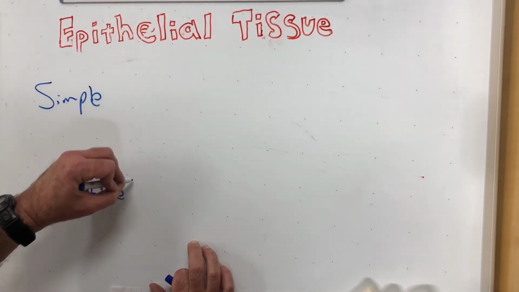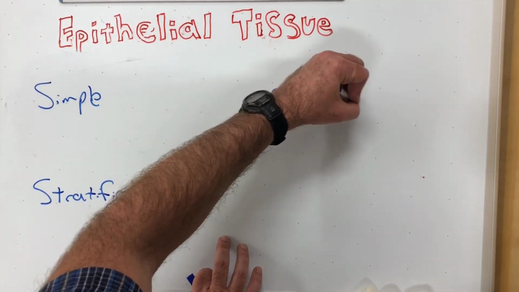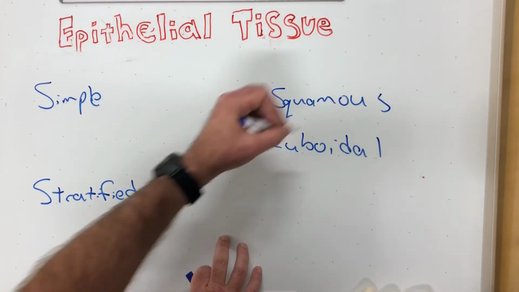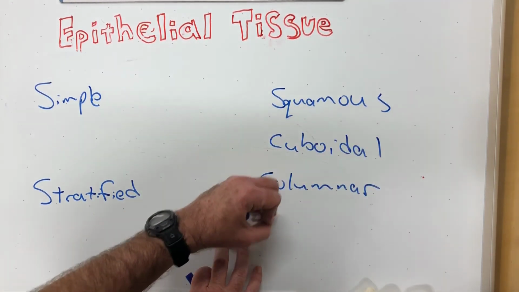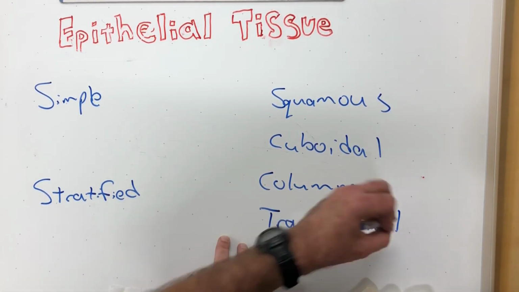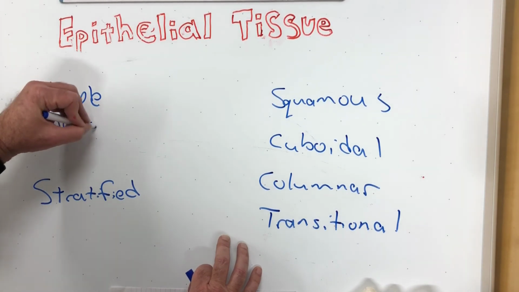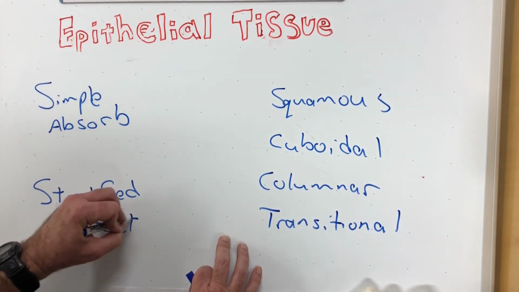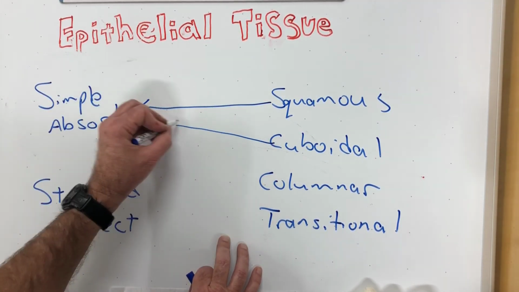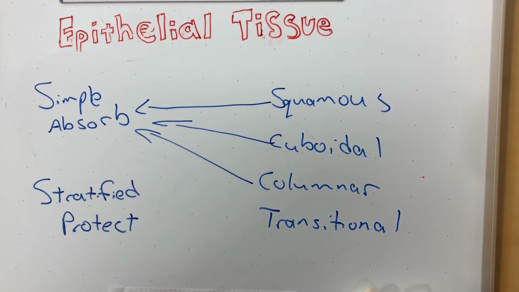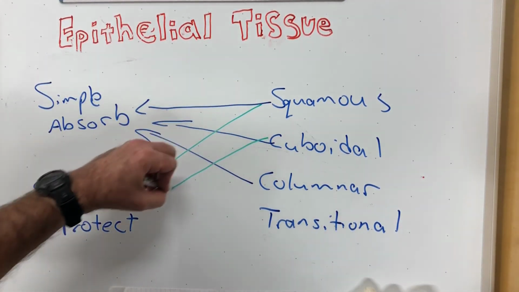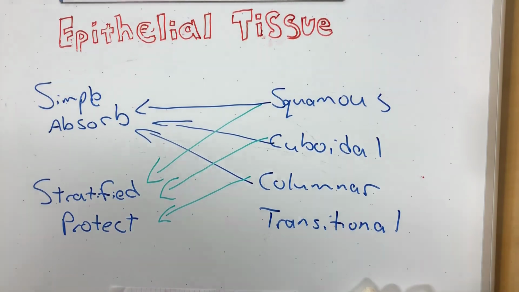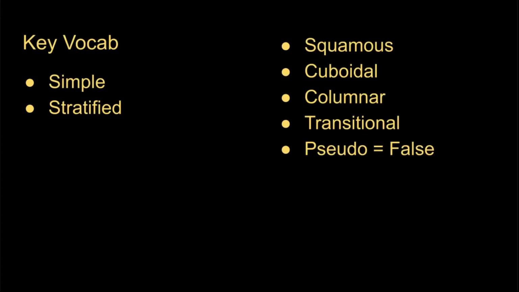So remember, we've got simple epithelia and stratified, one layer and multiple layers. We've got squamous, which are flat, cuboidal, which are cube-shaped, columnar, which are column-shaped, and then transitional has no shape. If it's a simple tissue, it tends to have an absorptive function. So simple squamous, simple cuboidal, and simple columnar are all there to absorb things, whereas stratified squamous, stratified cuboidal, stratified columnar, and transitional are protective. So remember these key vocab terms, and remember that pseudo equals false, and you'll be well on your way.